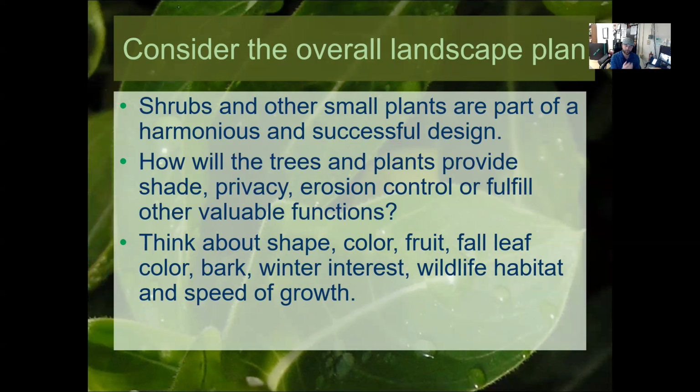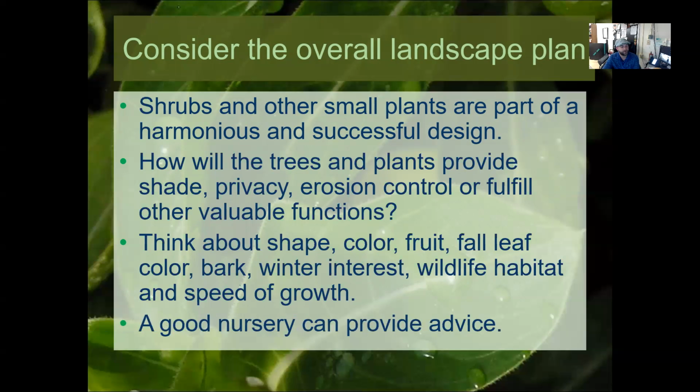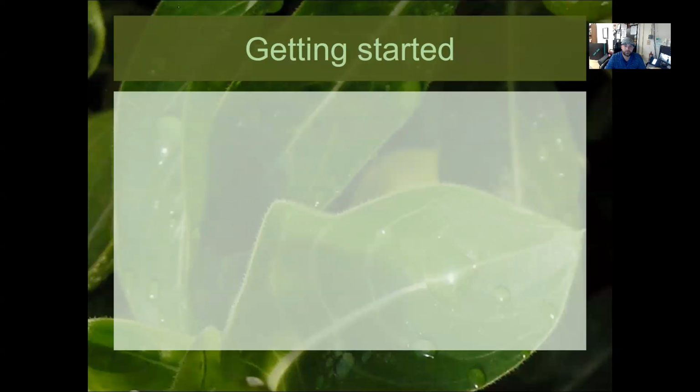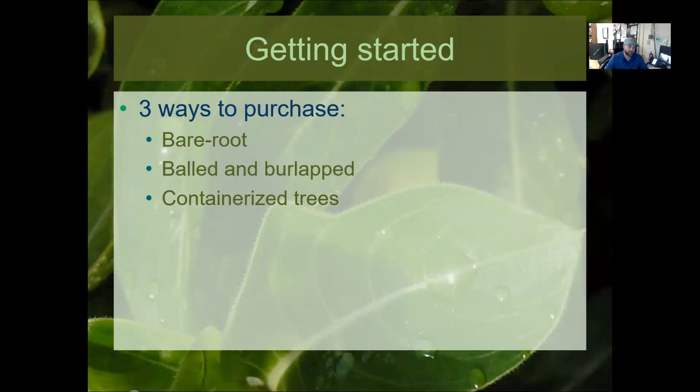So make sure whenever you're designing all this that you think about a variety of different things, not just how tall the tree is going to get. You want to think about how shade from that tree is going to affect all the stuff underneath that you might want to put in. So there's a lot of things to consider here. And then finally, a good nursery can provide advice. Make sure you utilize the people that you buy things from, your salesmen. Make sure they're reputable, make sure that they know what they're talking about, and they will help you along the way. So getting started, there's 3 ways to purchase: bare root, ball and burlapped, and containerized trees.